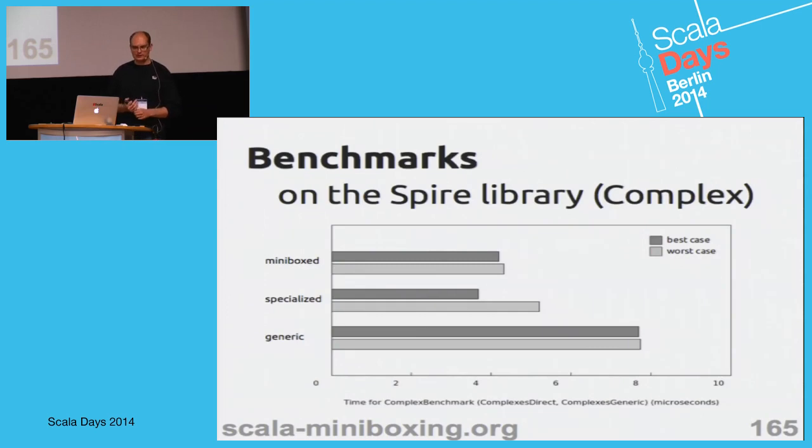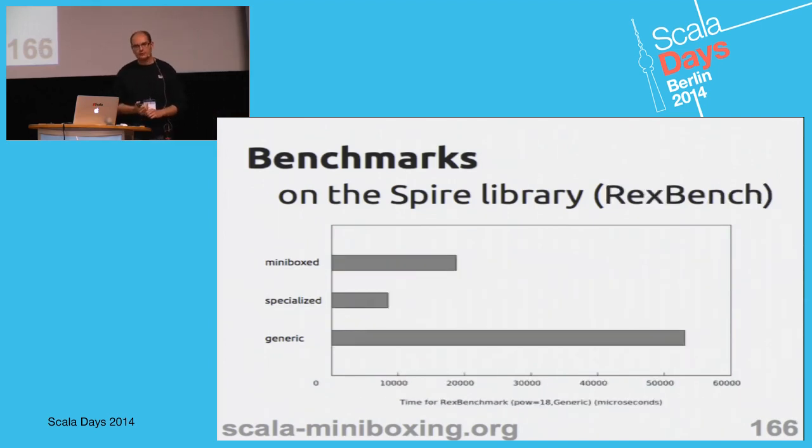Okay, so again with Miniboxing, this time on the Spire library. There are plenty of benchmarks there. Here's a benchmark called Complex Benchmark, and it has two versions, Complex Direct and Complex Generic. I call them in this slide best case and worst case because it's simpler. And you can see Miniboxing, of course, since it has additional transformations, its peak performance is not as good as Specialization. But this is somewhat expected, right? On the other hand, the worst case in this situation is not as bad as Specialization. So there's a trade-off somewhere.